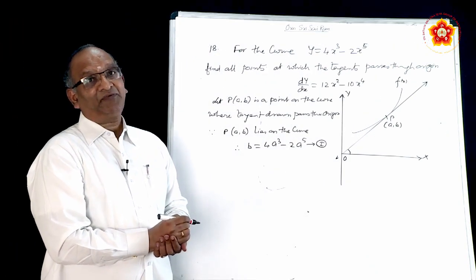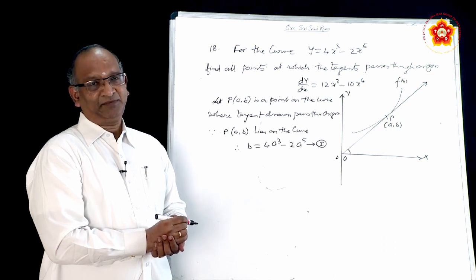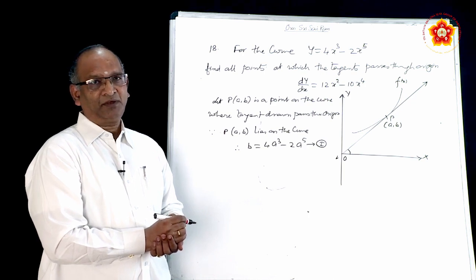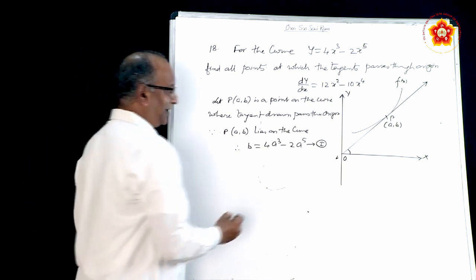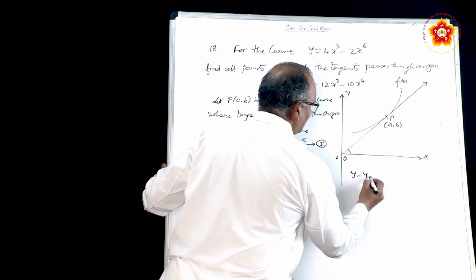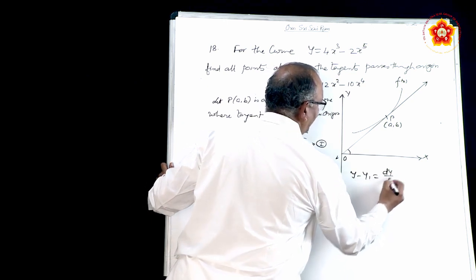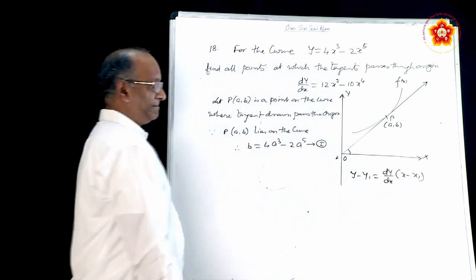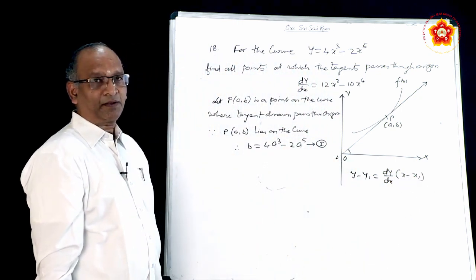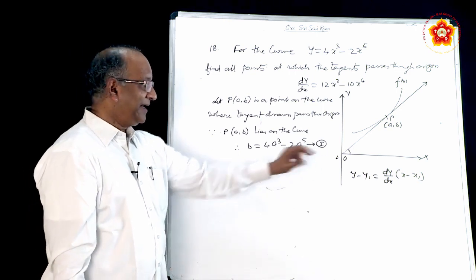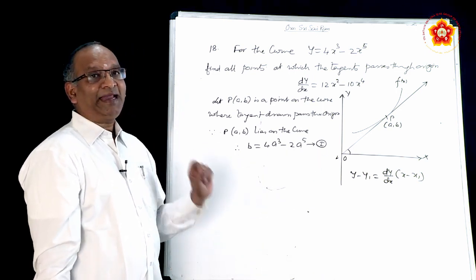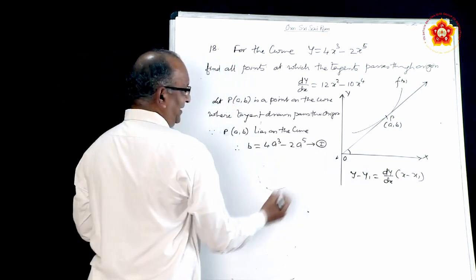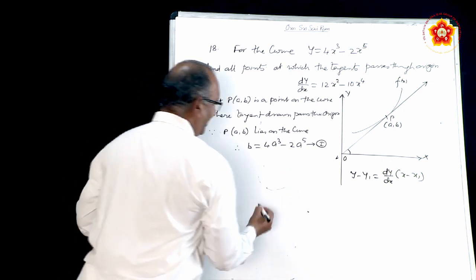Recollect the equation of tangent we discussed yesterday. What was the equation of tangent? The equation of the tangent was y minus y1 is equal to dy by dx into x minus x1. What is this point x1, y1? Where the tangent is drawn. So, x1 and y1 here in our case are a, b. So, what you will get?